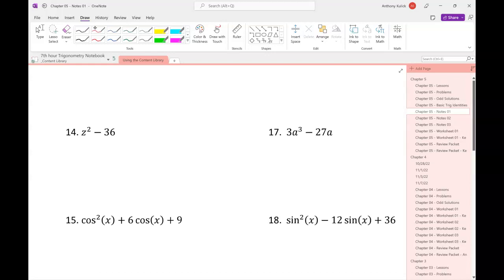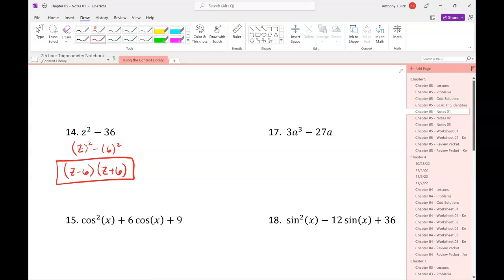First thing we look for: greatest common factor. Is there one? No. How many terms? 2. Is that a difference of 2 squares? Yes. So how does it factor? Well, z squared is just z squared. And then what squared is 36? 6. Okay, so how does this factor? You get one of each in a difference of 2 squares.